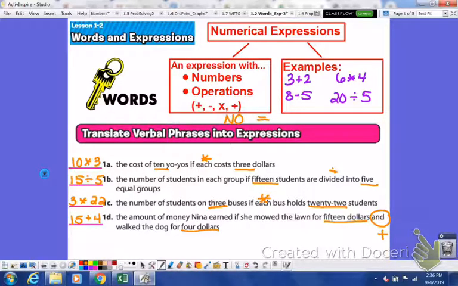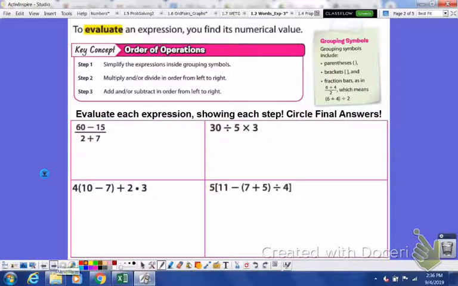Okay, so now that we've worked on translating expressions, we want to look at evaluating. So to evaluate an expression, you find its numerical value. Now again, they do not have equal signs. So when you're evaluating, do not write an equal sign. Our key concept for our order of operations, hopefully you guys remember your order of operations. Step 1, we simplify the expressions inside grouping symbols. Step 2 would be multiply and or divide in order from left to right. And step 3, add or subtract in order from left to right.